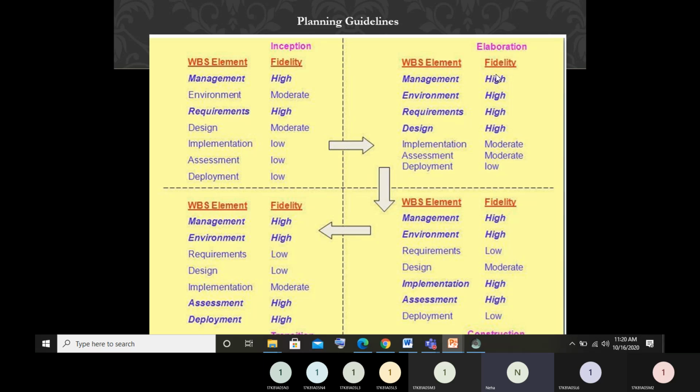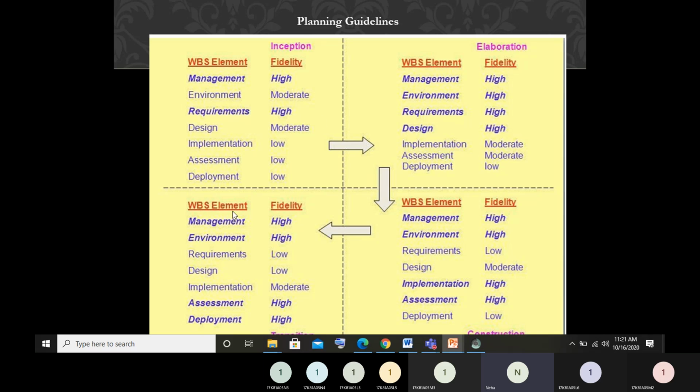During the elaboration phase, we start working on the design part. That's why environment and design fidelity is high, and we start preparing for implementation and assessment, so fidelity is moderate. Deployment we are not focusing on much during this phase, so fidelity is low. In the same way, in the construction phase, focus comes on the implementation part, so implementation and assessment fidelity is high. Because we are implementing according to the design, design fidelity is moderate. Requirements are already completely clear in the first two phases, so fidelity is low. Management and environment fidelity is high, because environment is related to the tools and techniques of the project, and management covers all four phases of the life cycle. Deployment is low because we will work on it in the last phase.